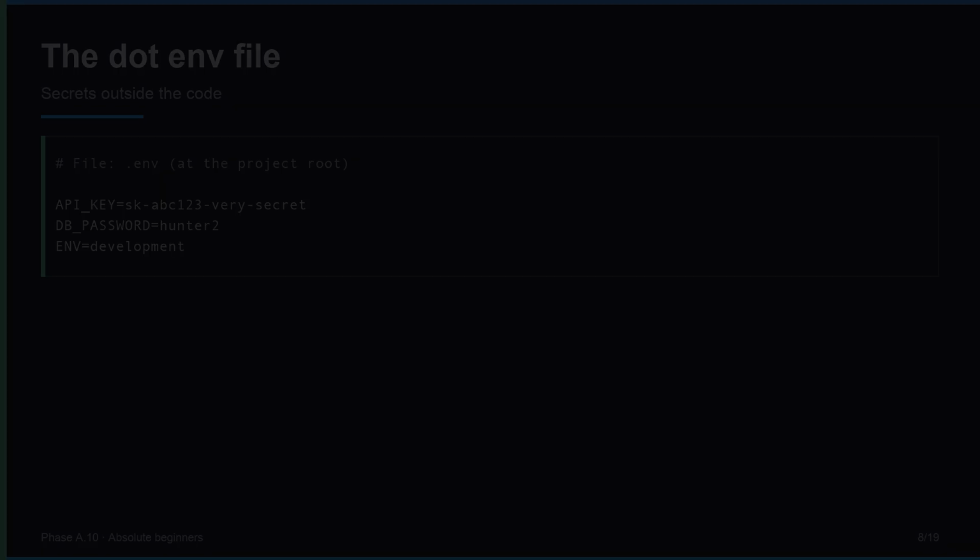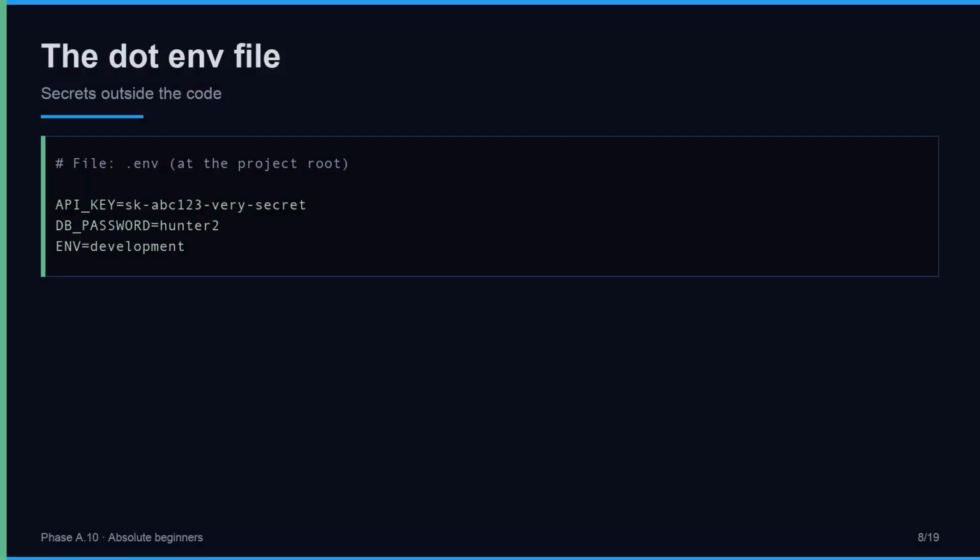Git never forgets. The safe pattern starts with a .env file. This is a plain text file at the root of your project. Inside, you write key equals value lines, one per row. The key is a name you choose, like API_KEY. The value is the actual secret. The .env file is plain text, so it is easy to read and edit. But it never goes into Git. We see how in a moment.